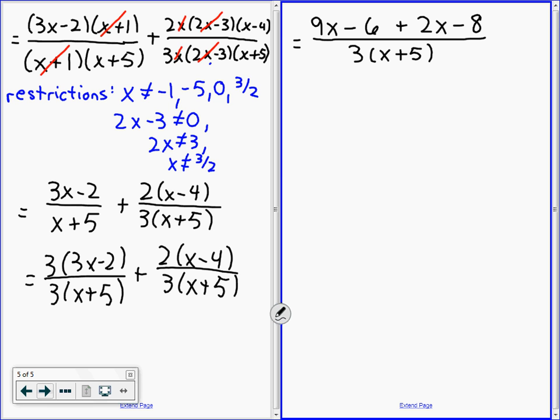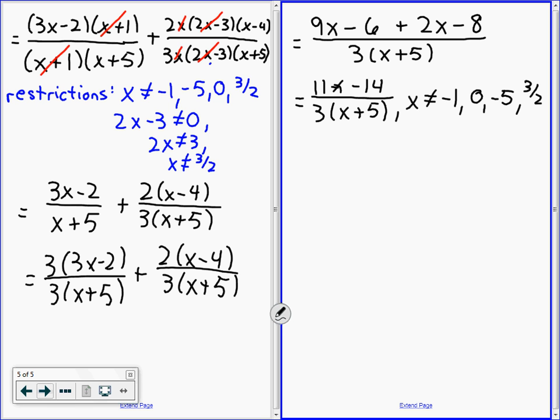Okay? All right, Liam. Last answer is what? Go ahead. 11x minus 14. And you have to restate your restrictions here too. We're going to talk about why you need these when we get to graphing, okay? But you do need to include those even though it's not your final answer. You need to include them. We're going to graph these a little later in the course.